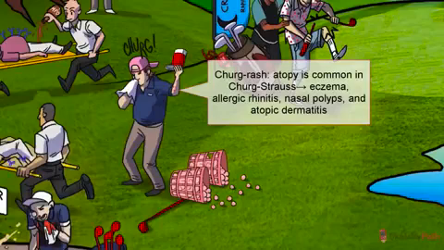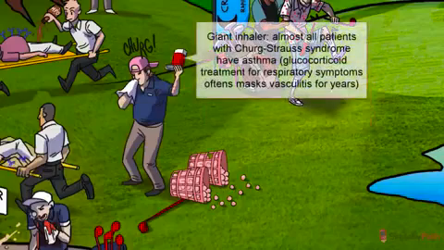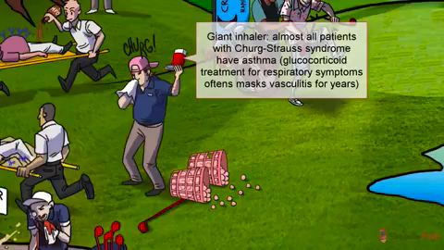Asthma is the cardinal feature here. In fact, asthma is present in virtually every patient with Churg-Strauss. Some even undergo long-term treatment with glucocorticoids for years, merely to control their asthma symptoms. And it's not until the glucocorticoids are reduced or stopped that the vasculitic phase of the disease becomes apparent.